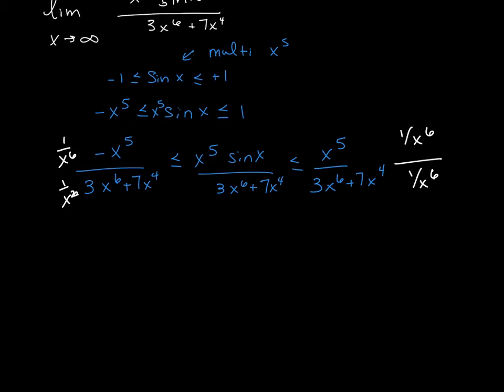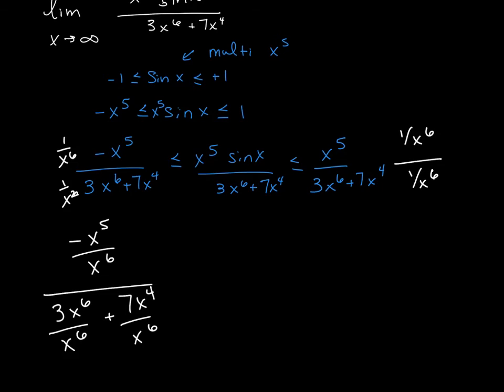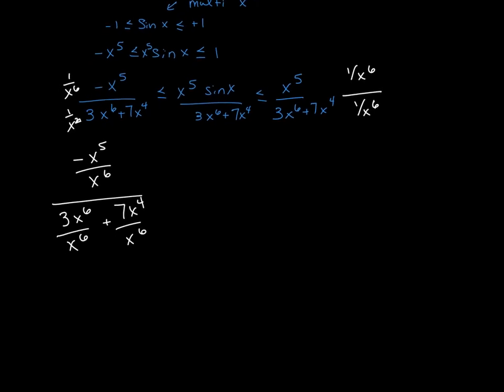When I do that, we are left with -x to the 5th over x to the 6th. And this becomes 3x to the 6th over x to the 6th plus 7x to the 4th over x to the 6th. And all of that reduces to become -1 over x over 3 plus 7 over x squared.